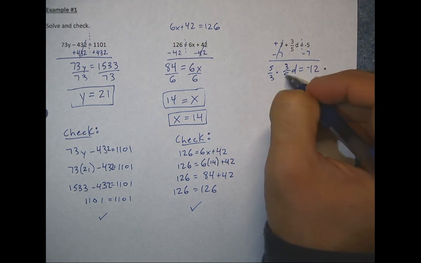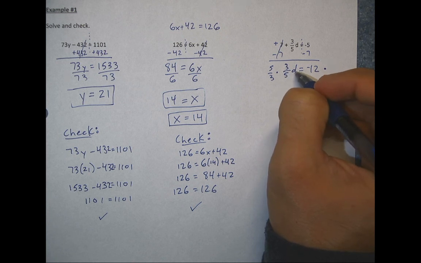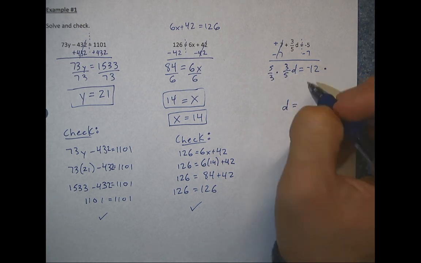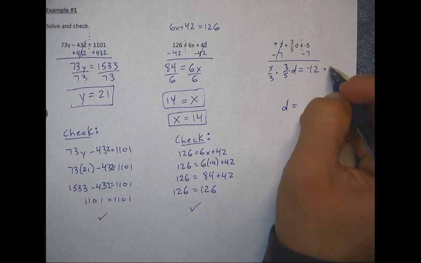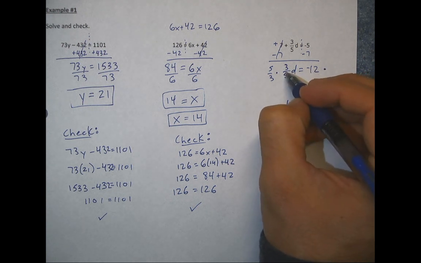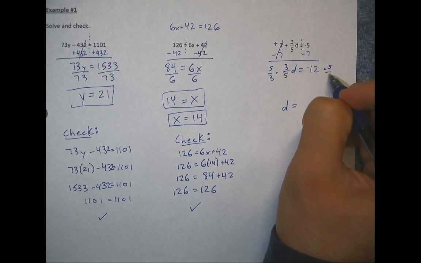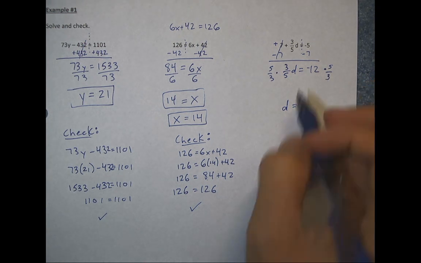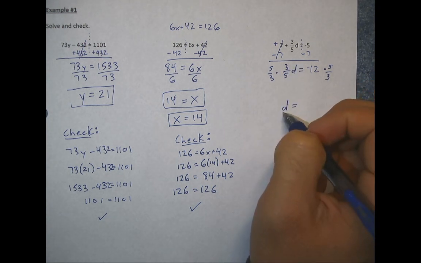So if you've got a fraction that's being multiplied times a variable and you want to clear it out, just multiply by the reciprocal. So both sides have to be multiplied by the same thing. So be careful. I multiplied by 5/3. That's what I'm multiplying over here. So these cancel, leaving me just D.